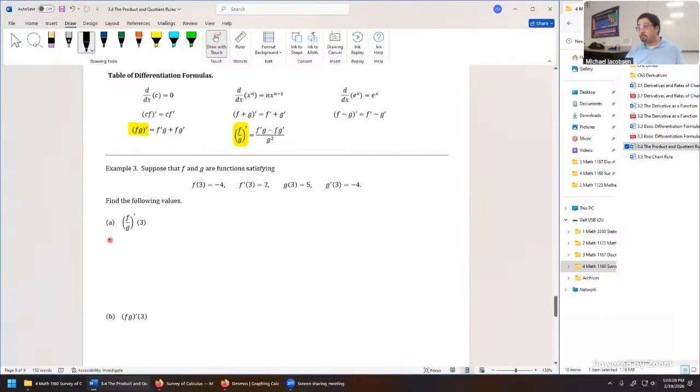To start this off, we can just rewrite that: if we're doing f over g, prime, at a number, here's what that process is going to look like. Whether there's a number present or not, that's the shorthand for the entire quotient rule. So this is going to be f prime at 3 times g at 3 plus f at 3 times g prime at 3, divided by the function g at 3 squared. So that's our quotient rule in action.